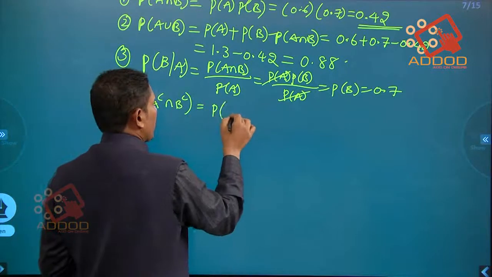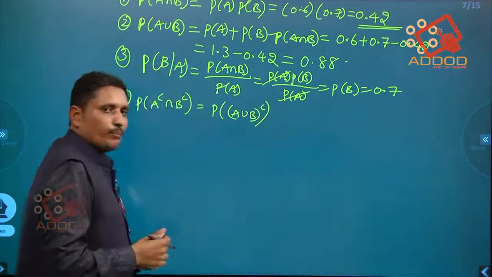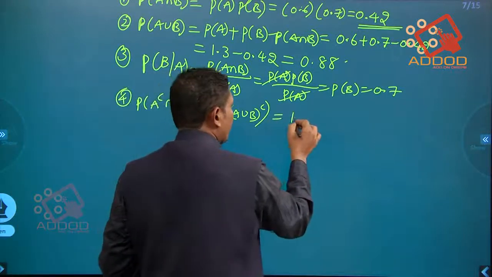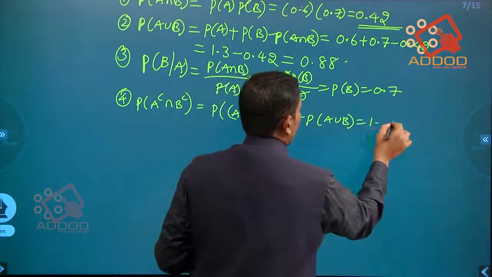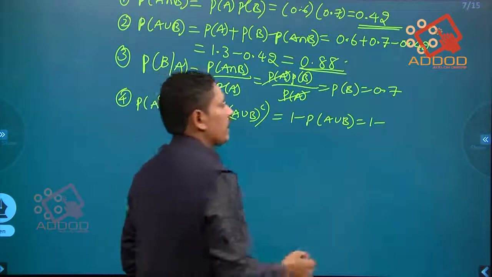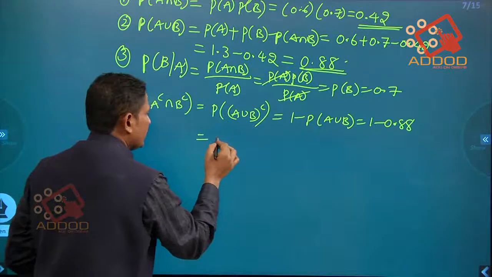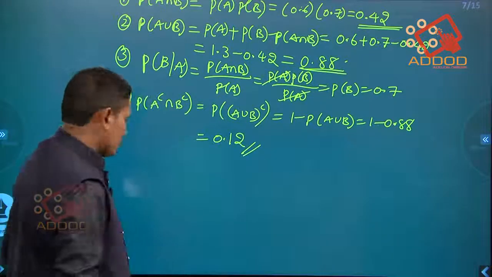Now the fourth question is asking P of A complement intersection B complement. Nothing but this can be written as P of A union B whole complement. That can be simply written as 1 minus P of A union B. Already we have found out the value of A union B as 0.88. 1 minus 0.88. The value is 0.12. That is the required solution.